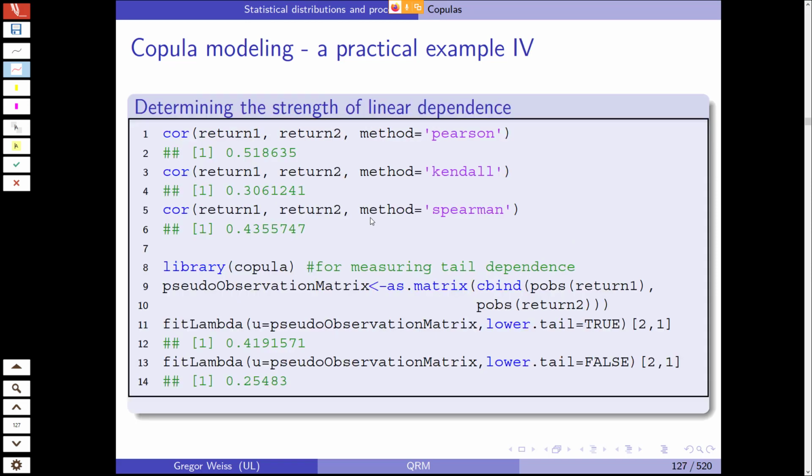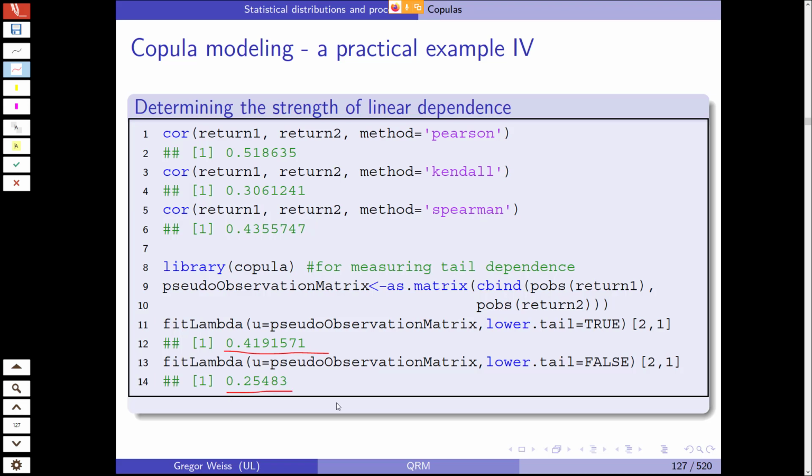We then estimate the correlation: Pearson correlation, Kendall correlation, Spearman's rho. So we have 51% Pearson correlation, Kendall's tau is 30%, Spearman's rho is 43%. We measure the tail dependence. We can actually do this, so we fit lambda. This is a function in R. You can see that the lower tail dependence is 42% and the upper tail dependence is 25%.